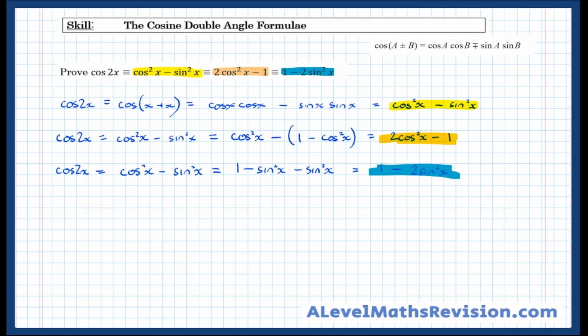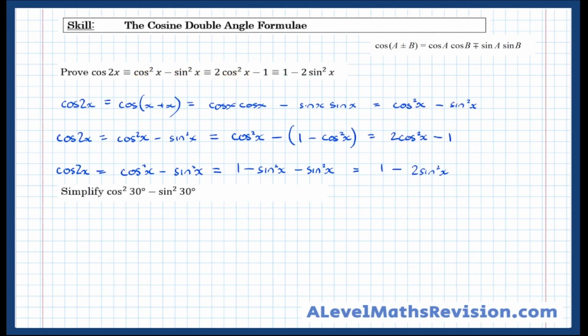So now let's have a go at some problem questions. Sometimes you have to be able to spot compound angle formulae. They should, once you've learnt them, jump out at the page at you. So simplify cos squared 30 minus sine squared 30. You've just got to remember cos squared theta minus sine squared theta is cos of 2 theta. So that becomes cos of 2 lots of theta, which in this case is 30, equals cos of 60.